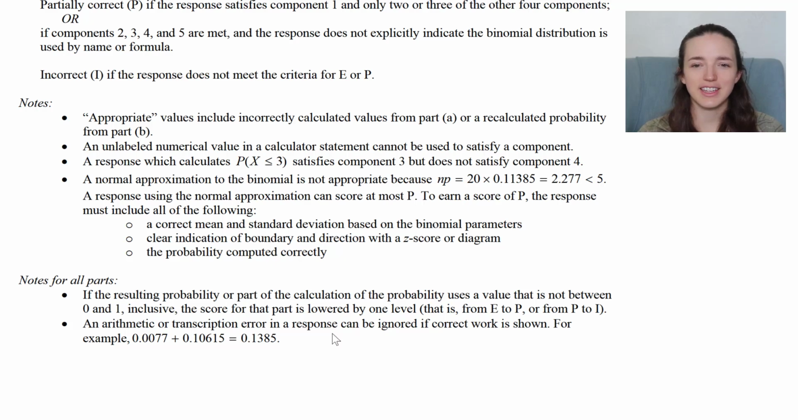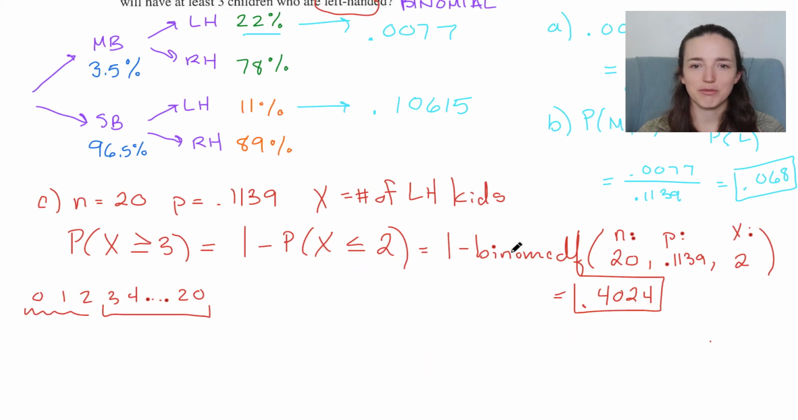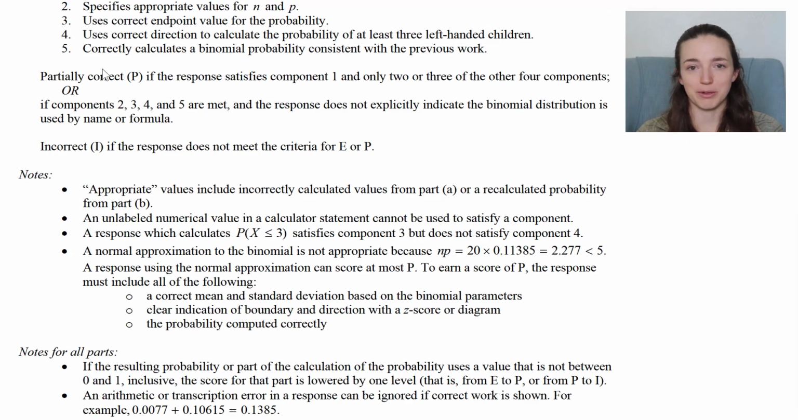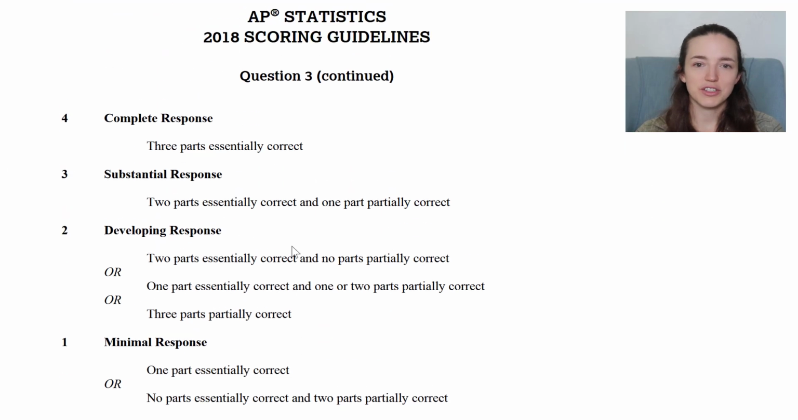Okay, so I think it seems to me like writing this identifies it as a binomial scenario. I mean, I guess I did write the word binomial here too, so I think we're good. I think that would be essentially correct, but even if it wasn't, let's say we got P on that part because we didn't say this is binomial. We have 2 essentially corrects and 1 partially correct, so that'd be a 3. And that's what we're aiming for. We just want 3s on as many of these as possible, maybe a 4, but hopefully lots of 3s.